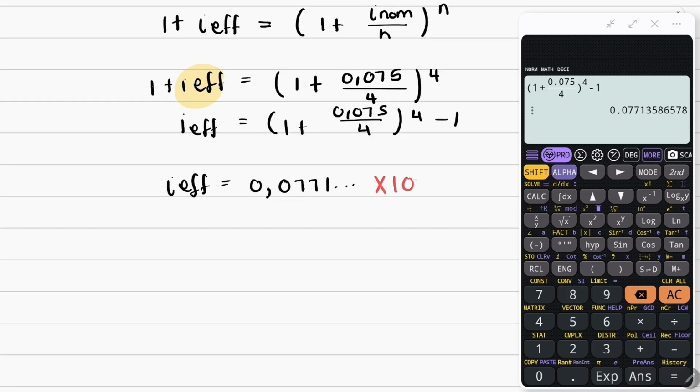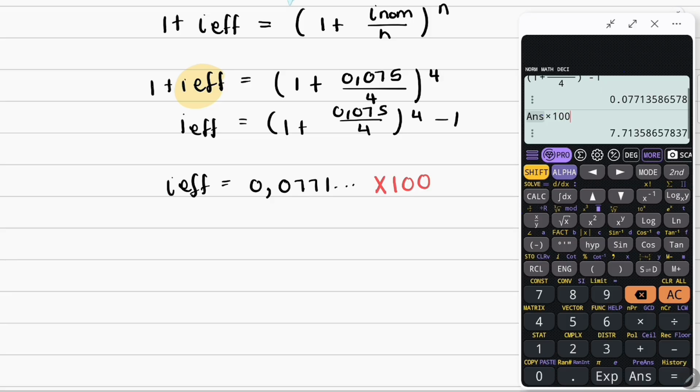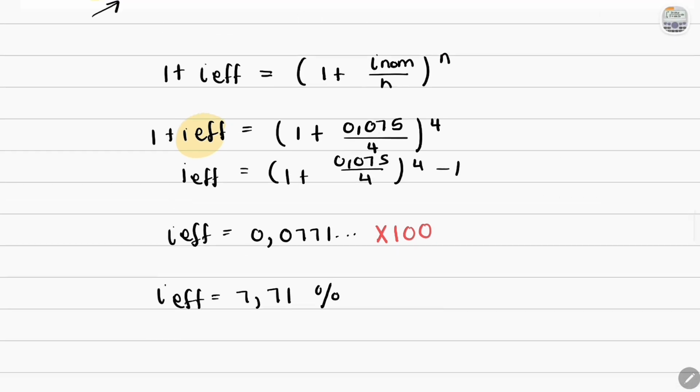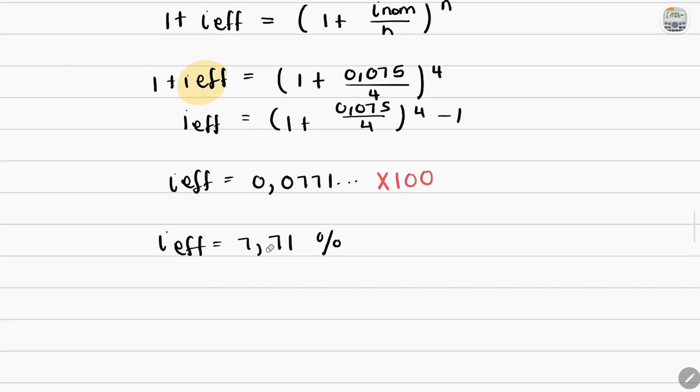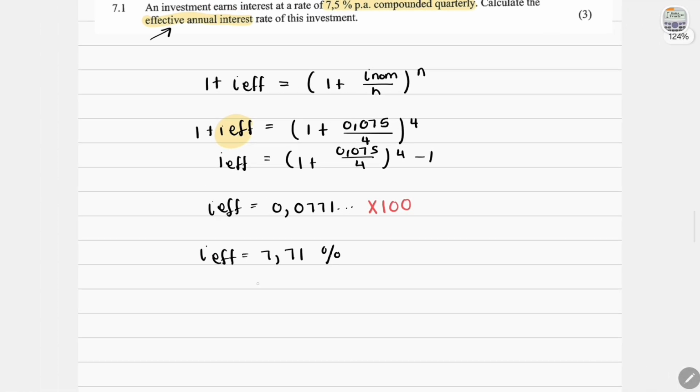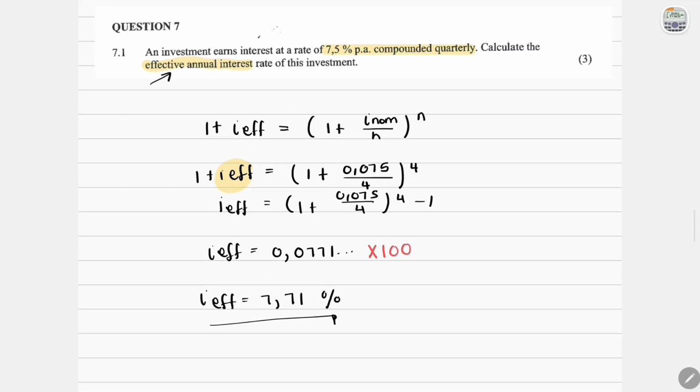Okay, and then it needs to be written as a rate. So multiply it by 100. So if we take that and we multiply that answer by 100, we get the effective interest rate is 7.71%. Okay, and then you see that we had 7.5%, but now it's 7.71%, okay, which is higher. And that is our answer. Moving on to the next question.